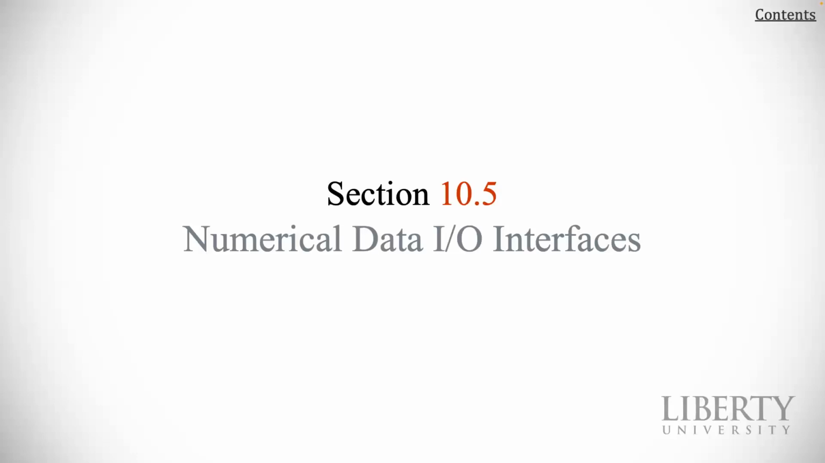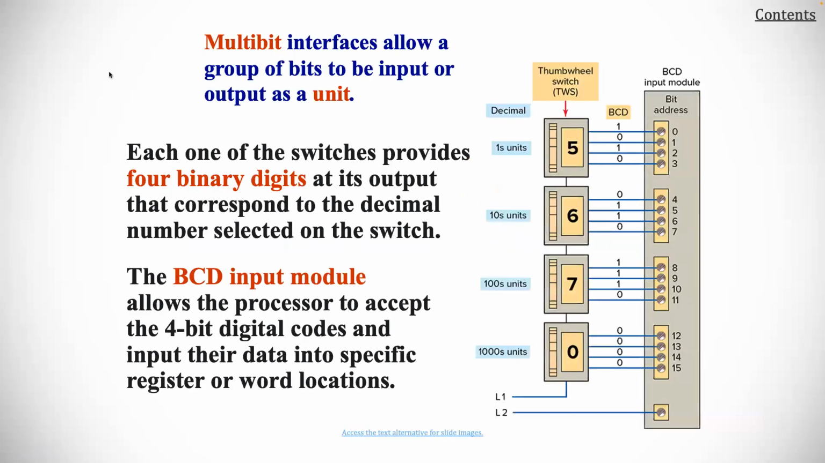What about numerical data I/O transfers? Multi-bit interfaces allow a group of bits to be input or output as a unit. Each one of the switches provides 4 binary digits at its output that correspond to the decimal number selected on the switch. The BCD input module allows the processor to accept a 4-digit digital code and input the data into the specified registers or word locations.